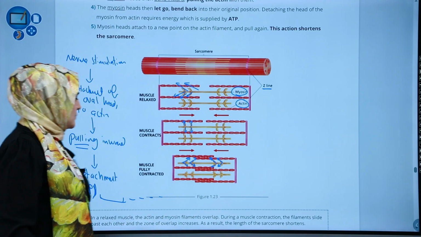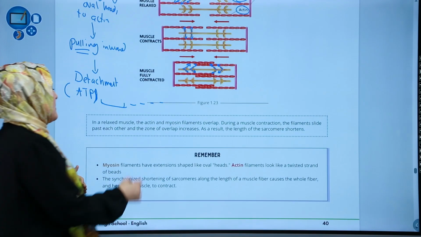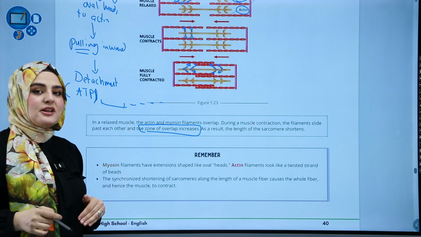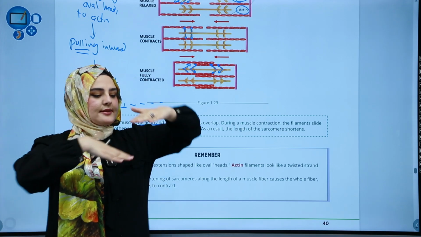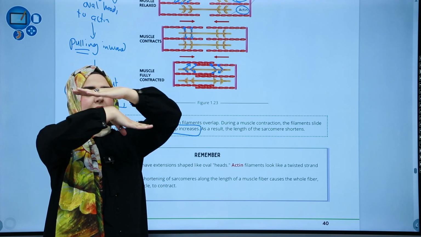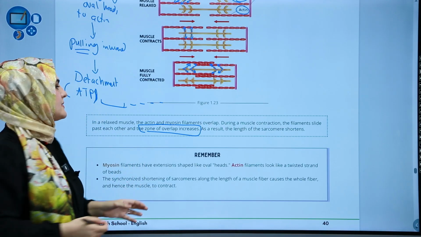And there's a description here. It says that actin and myosin always overlap, but during the contraction, the overlap increases. This is overlap, okay? But when overlap is like that, more areas are covered. We call this overlap increase.